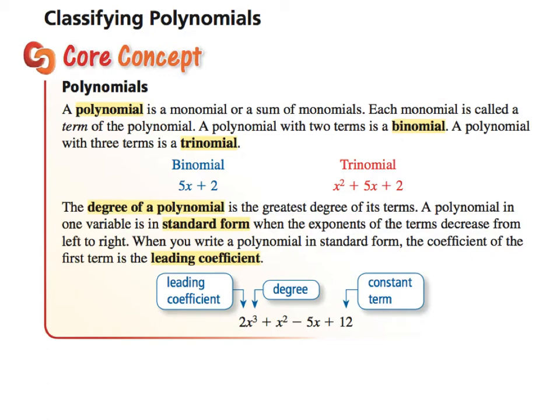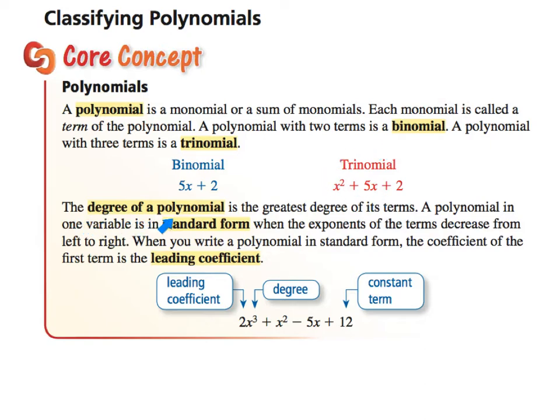Classifying polynomials. So now we're going to actually use our core concept of classifying polynomials. Now first, what is a polynomial? All a polynomial is, is a monomial or a sum of monomials. So if I had 2 monomials, that would be a binomial because that's 2. If I had a polynomial with 3 terms, that means trinomial. So this is an example of a binomial. This is an example of a trinomial.